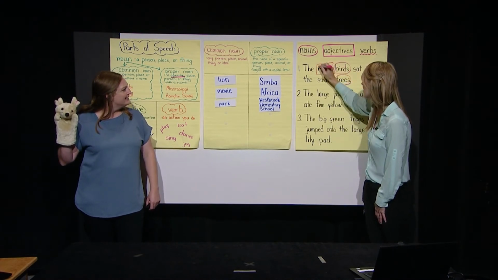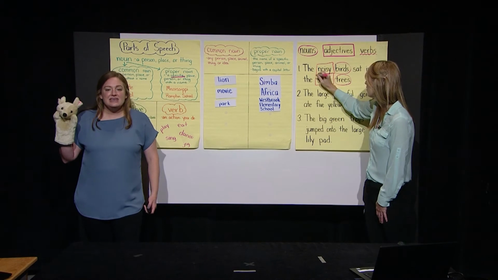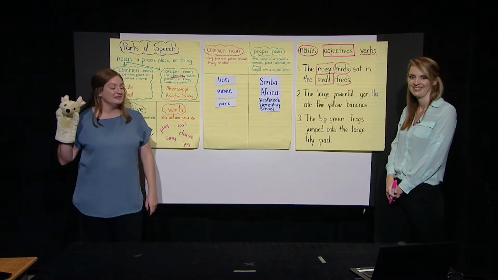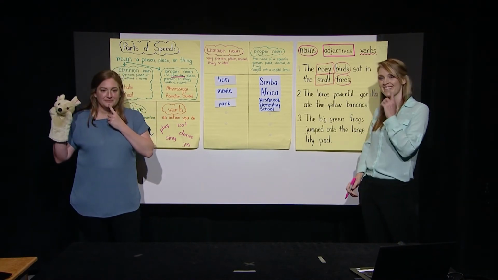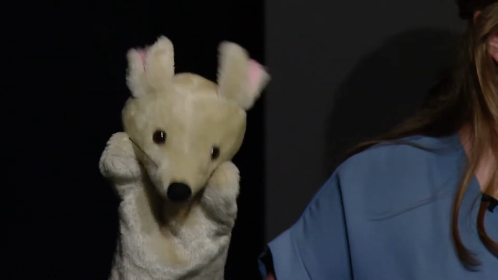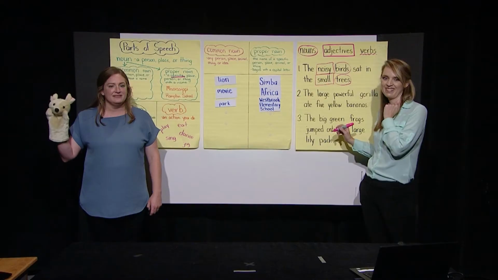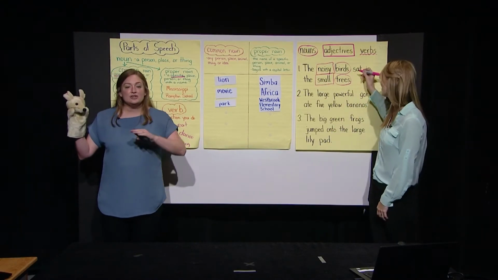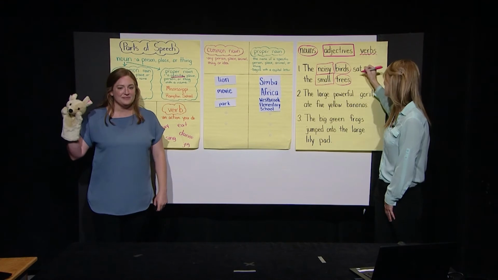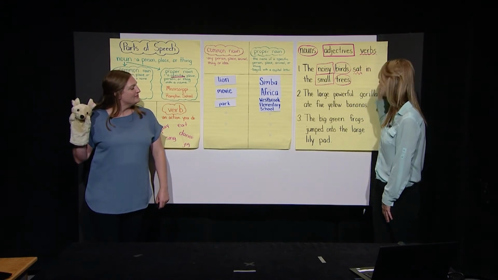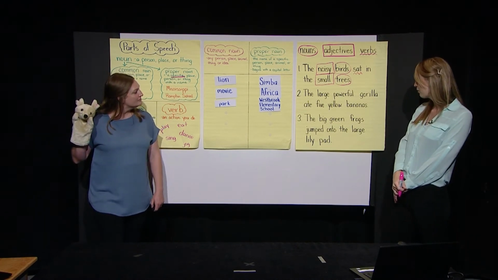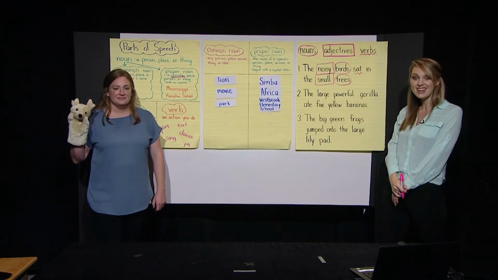Noisy, small. Now, let's see if we can find the verb or the word that shows action. Sat is the verb because it tells what the birds did. That's correct. Let's draw a wavy line under the word sat to show that it's the verb. Sat. Let's read the next sentence. The large, powerful gorilla ate 5 yellow bananas.